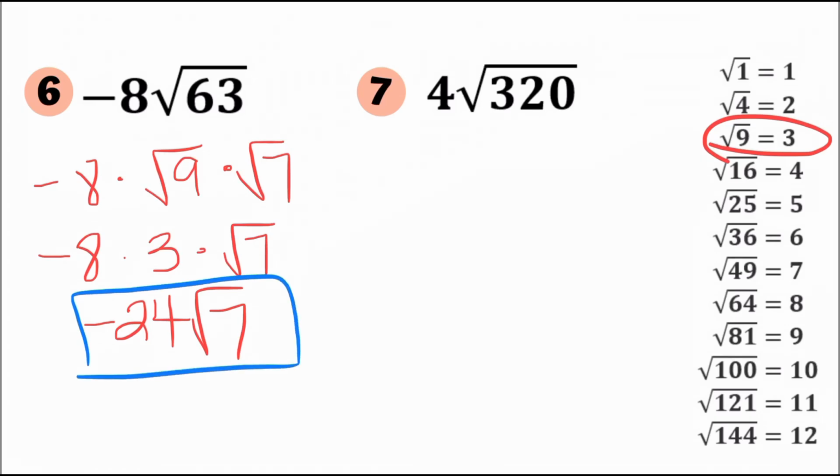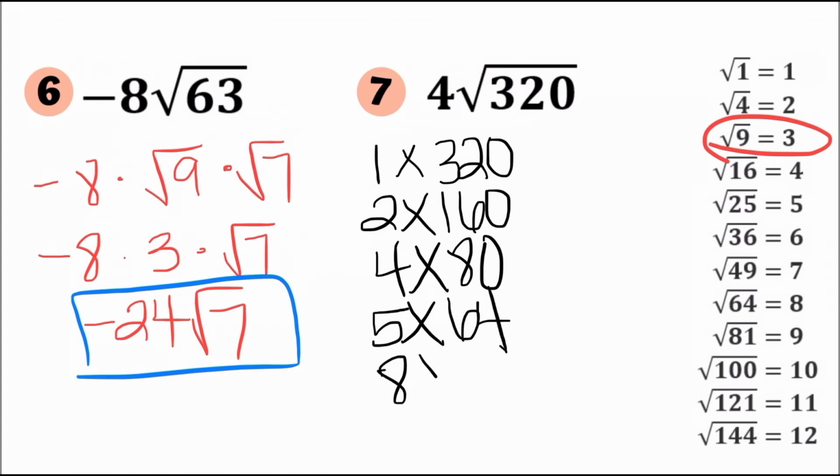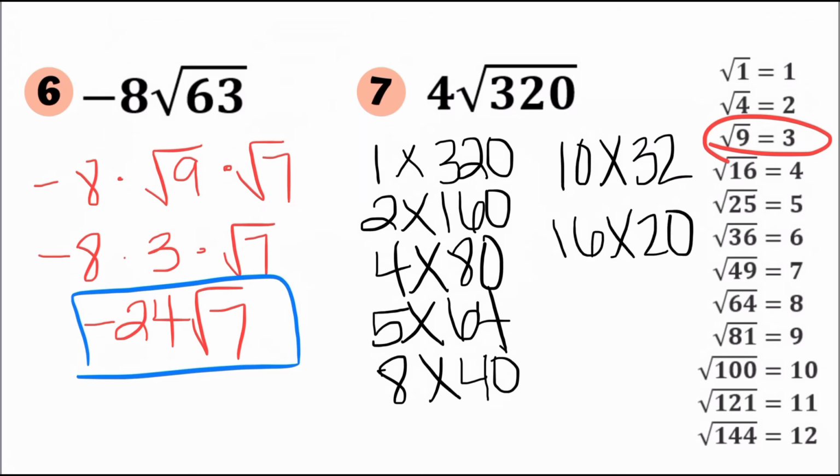Number 7, 4 square root of 320. 320 is a large number as well. What are the factors of 320? 1 times 320. 2 and 160. 4 and 80. What else? 5 and 64. 8 and 40. 10 and 32. And 16 and 20. So again, I'm looking for any factors that are perfect squares.